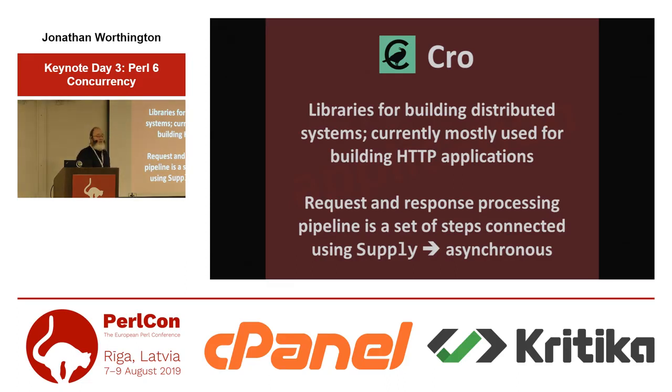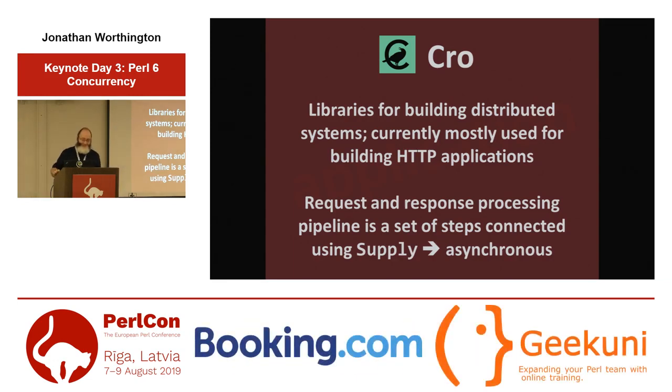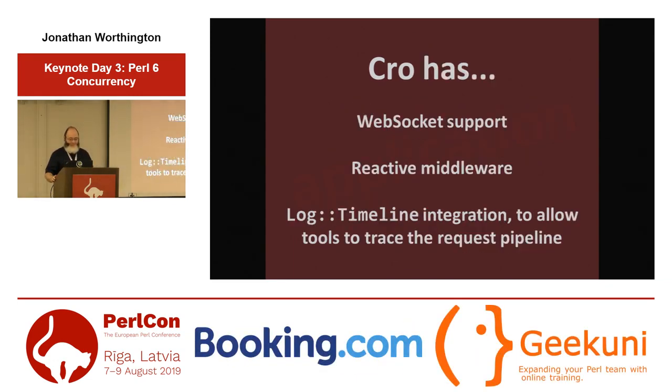And then we process them, and we have a supply of responses, and the responses go into a thing that serializes the responses and spits out a bunch of TCP packets. And that's basically all Crow does. Well, okay, to hand-wave a lot. So we have all of these nice things: WebSocket support, reactive middleware. When you write middleware, you're just processing a supply of requests or a supply of responses. That's kind of neat.